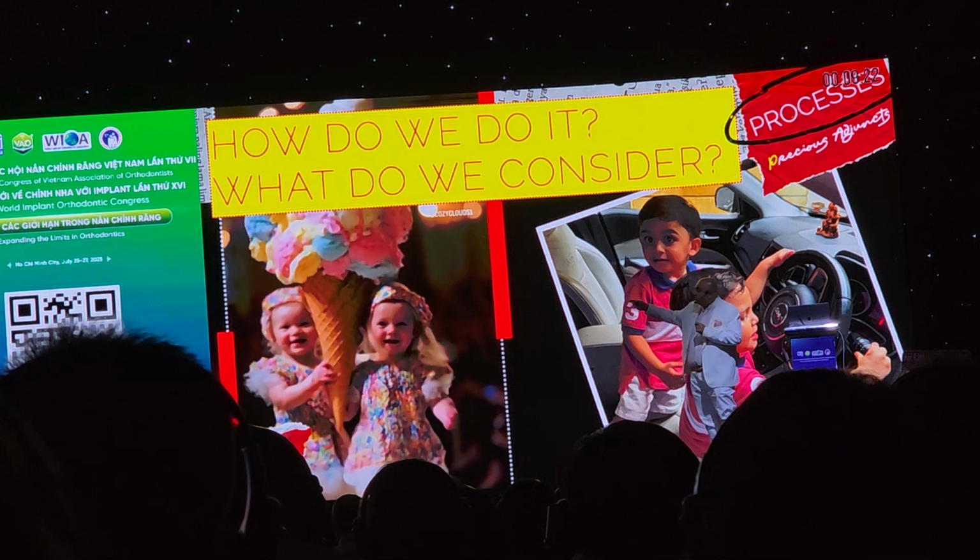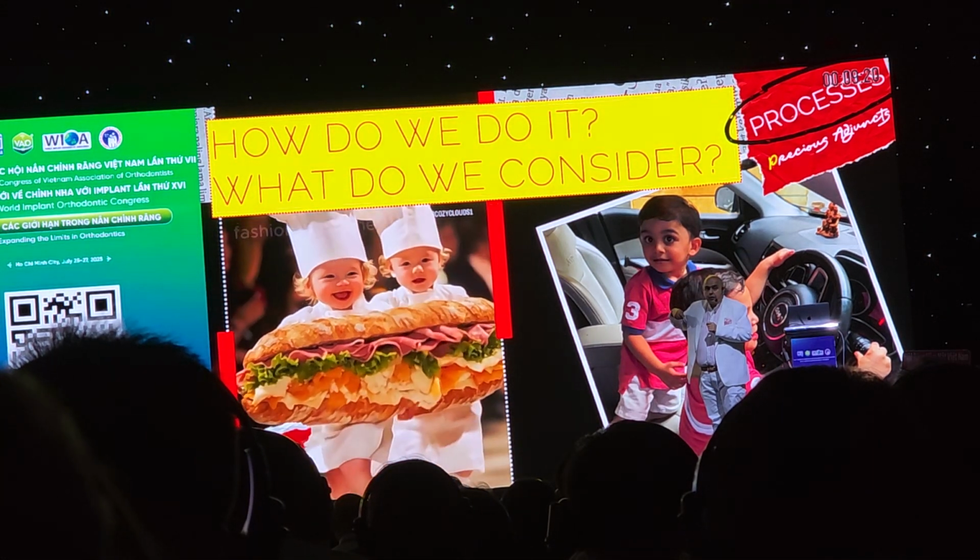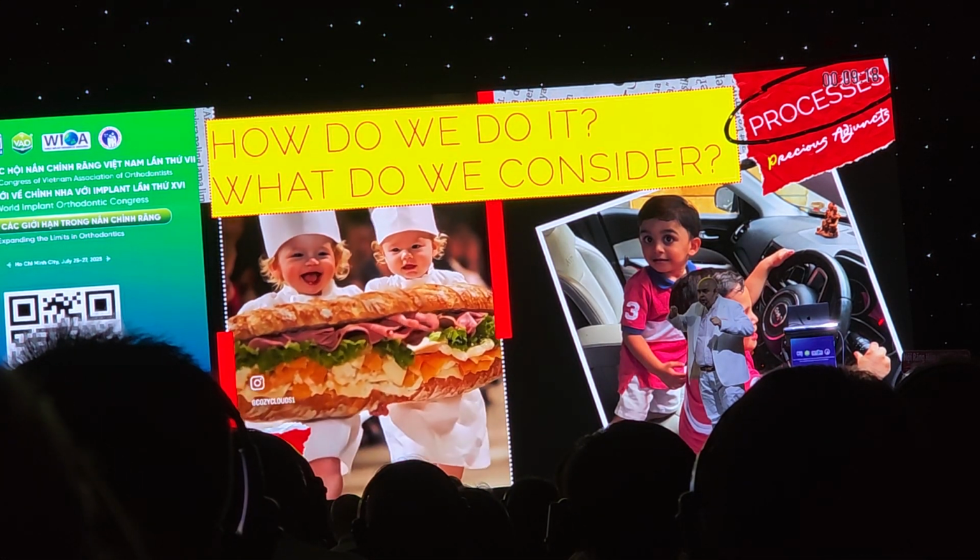This is when my boys tended to get a little adventurous and thought they could drive the car on their own.